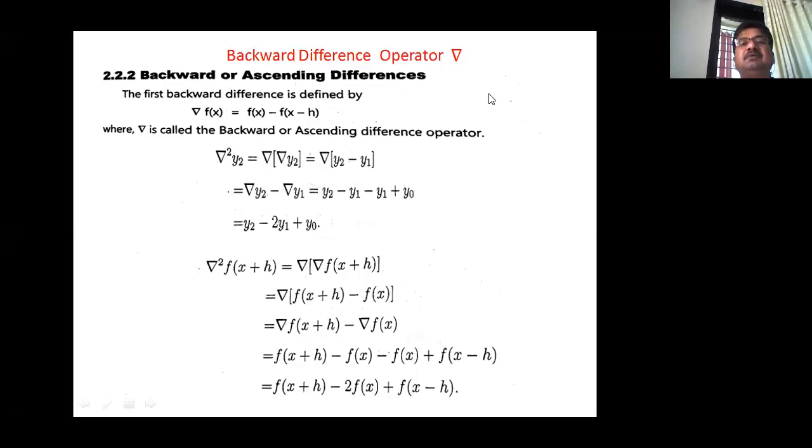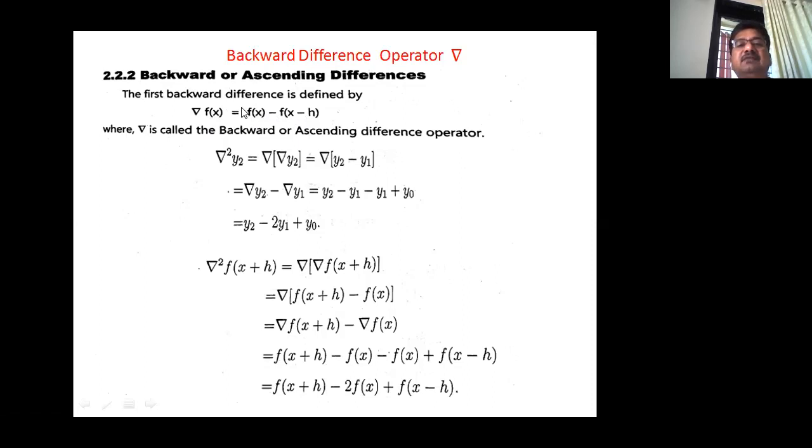Next operator is what? Backward difference operator, and it is denoted by the notation del. In the last lecture, we learned the forward difference operator, denoted by the notation delta. Here is the second operator, the backward difference operator, denoted by del. And what is the definition of del fx? Del fx is fx minus f of x minus h.